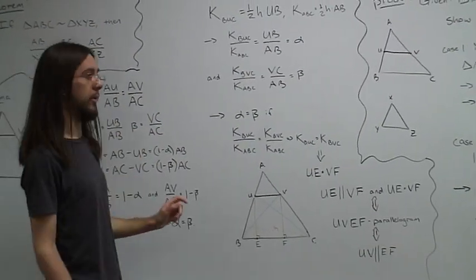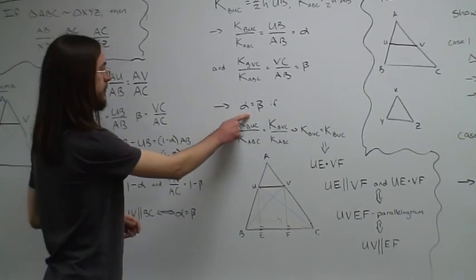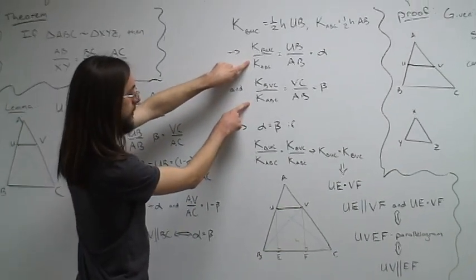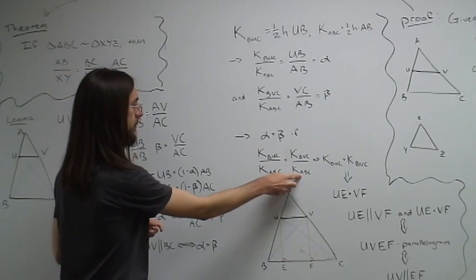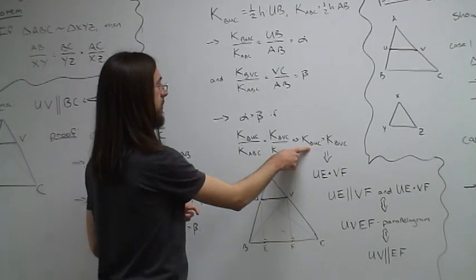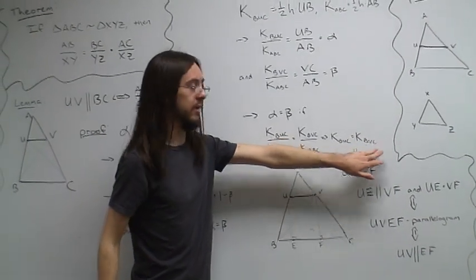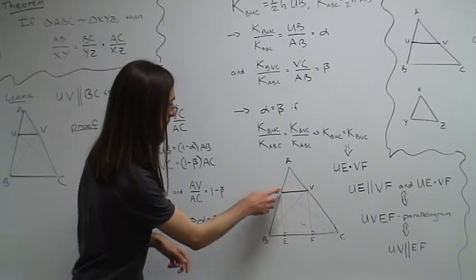Okay, so we needed alpha equals beta. We can get alpha equals beta if we have these two proportions being equal. Notice the denominator is the same in both of these. So we need the area of BUC to be equal to the area of BVC, and we get that if their heights are equal, since they share the base BC.